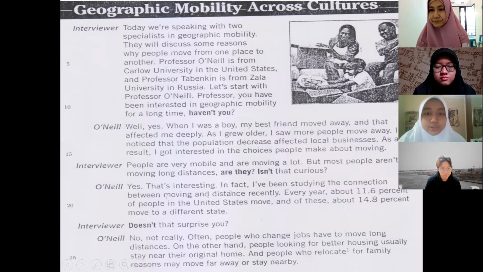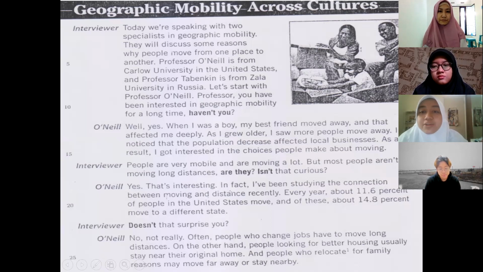Okay, ma'am, thank you so much for the chance, and I will begin it now. Today, we are speaking with two specialists in geographic mobility. They will discuss some reasons why people move from one place to another. Professor O'Neill is from Carlow University in the United States, and Professor Tabenkin is from Zala University in Russia. Let's start with Professor O'Neill. Professor, you have been interested in geographic mobility for a long time, haven't you?